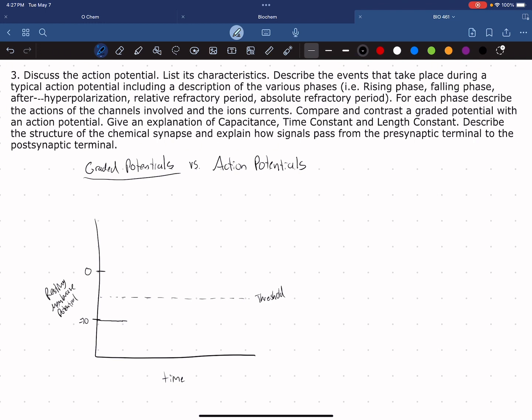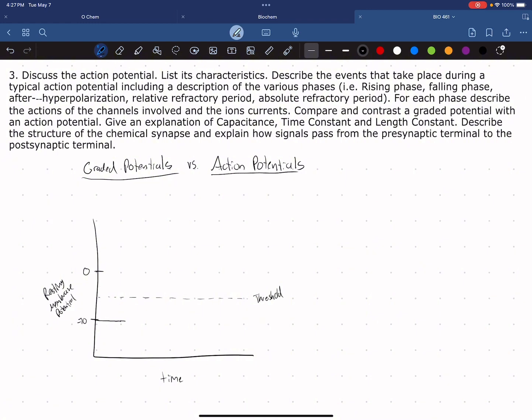We're going to talk now about what happens after these graded potentials, which is action potentials. So action potentials occur when this resting membrane potential will depolarize up to the point where it hits this threshold. And once it hits this threshold, it will undergo a little shape like this, which is kind of the generalized shape of an action potential with the changing of the membrane potential.